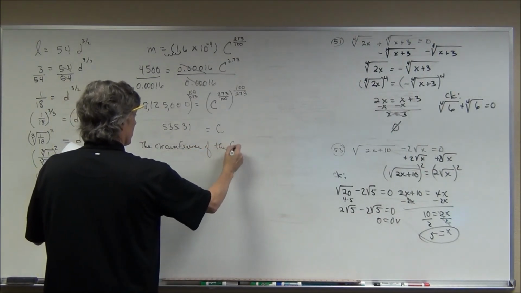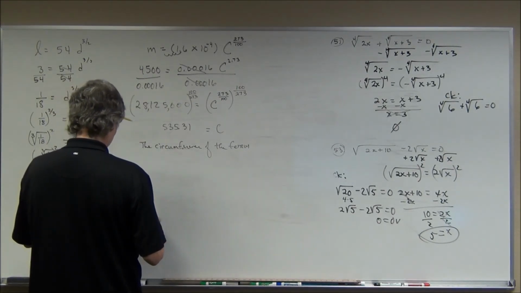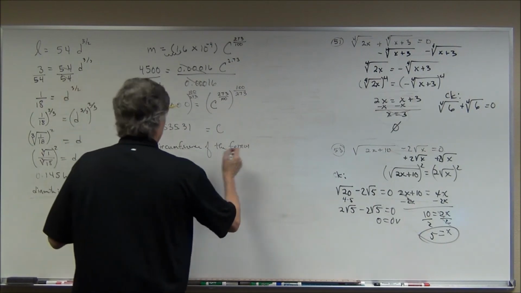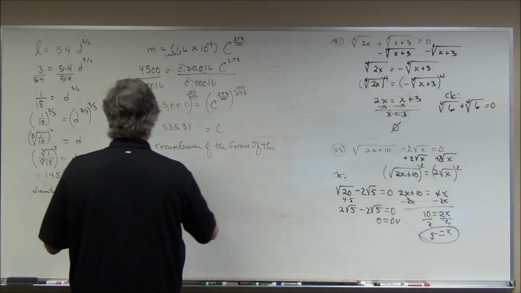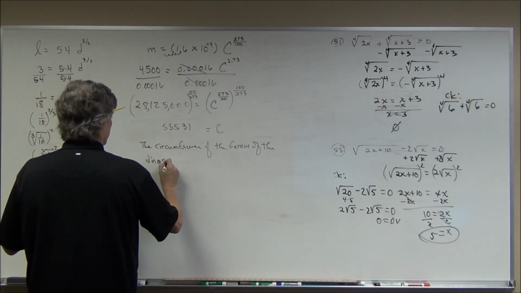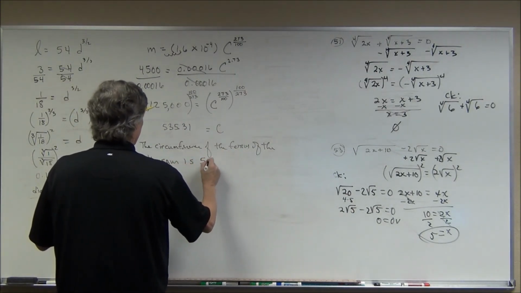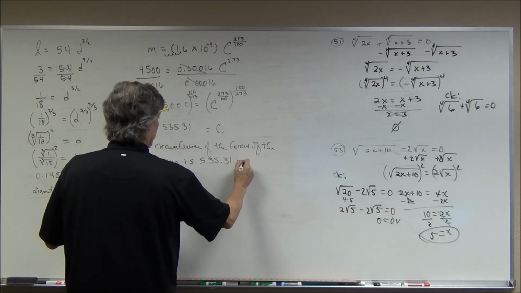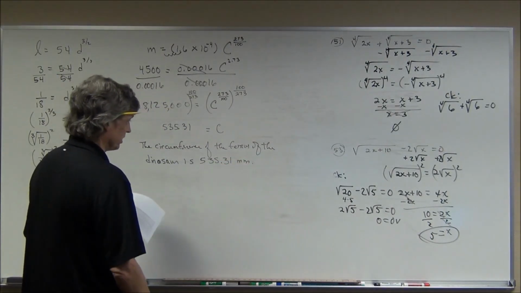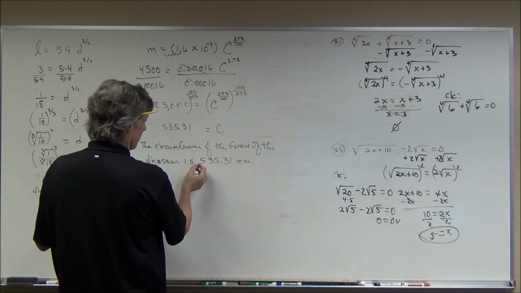So the circumference of the femur, what was it? I don't know, it was a dinosaur. The femur of the dinosaur, oh man, sorry, is 535.31 millimeters. Don't forget your abbreviation. Now, if we slide that decimal point 3 places to the right, that would be about a half of a meter.